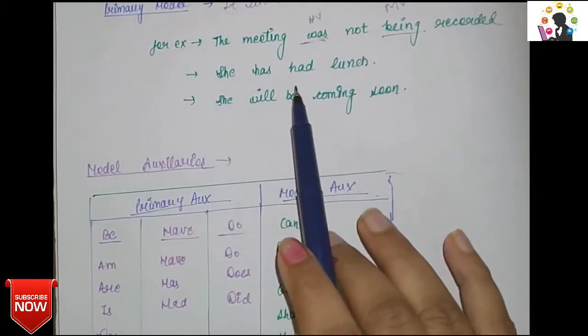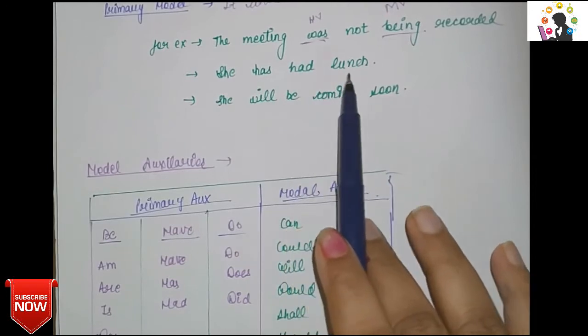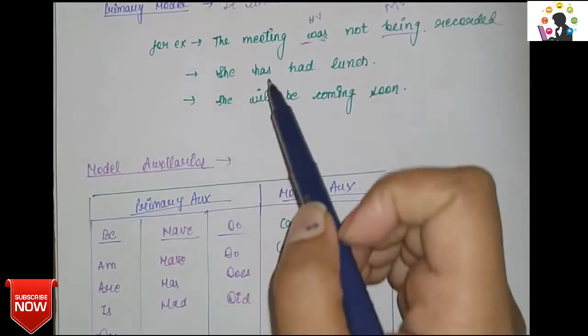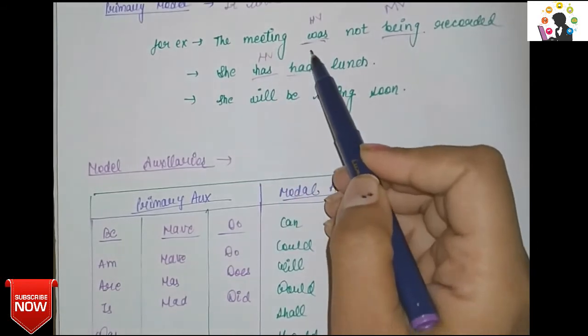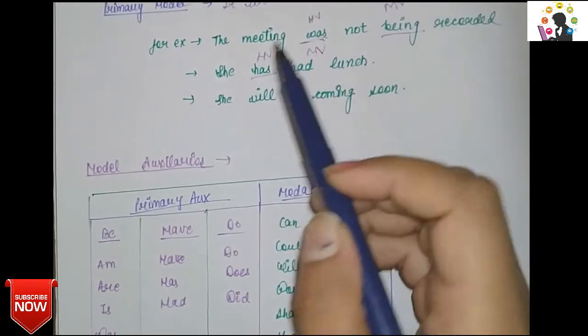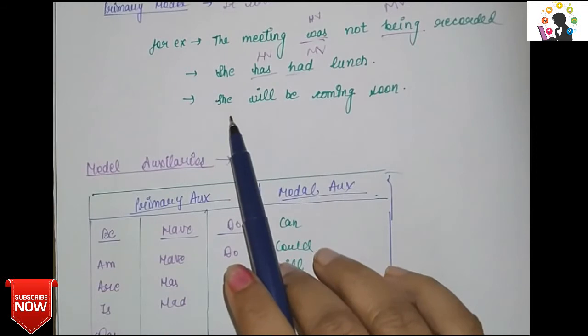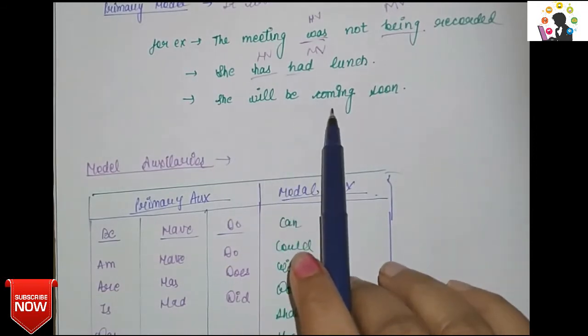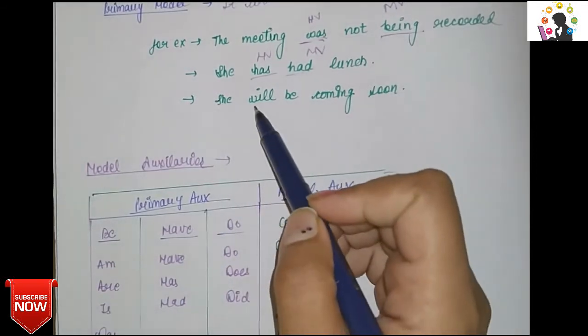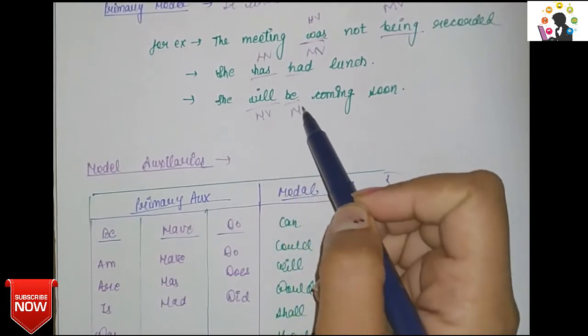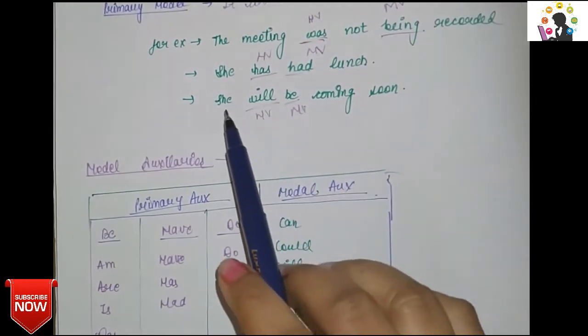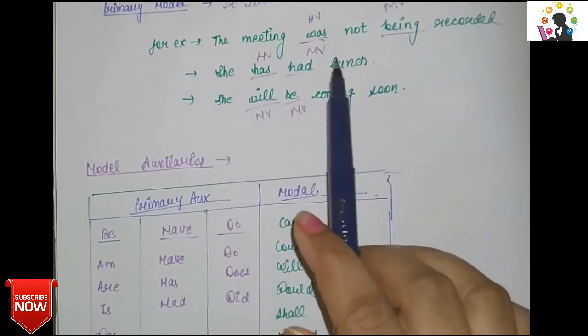In the second sentence, she has had lunch. In that, has is the helping verb and had is the main verb. In the third sentence, she will be coming soon. In this, will is the helping verb, be is the main verb. So we see that in all the sentences we have a main verb.